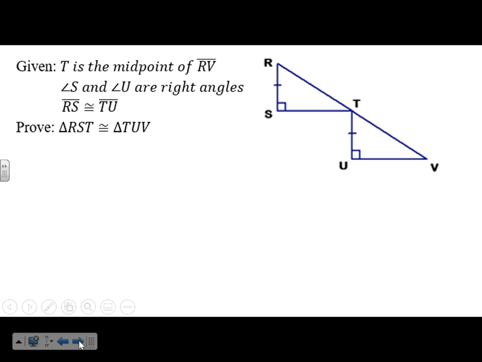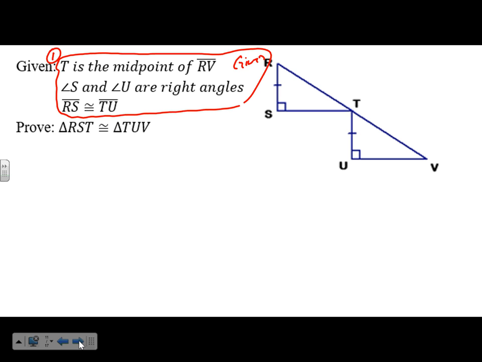How about this one? P is the midpoint of RB, angle S and angle Q are right angles. That's marked on here. And RS and TU are congruent. So those are marked as well. So again, I'm not going to waste your time with this because you can write this down, but this is all the given. Again, on a test, I would definitely take the time to write that down. I just don't want to waste your time more than I need to.